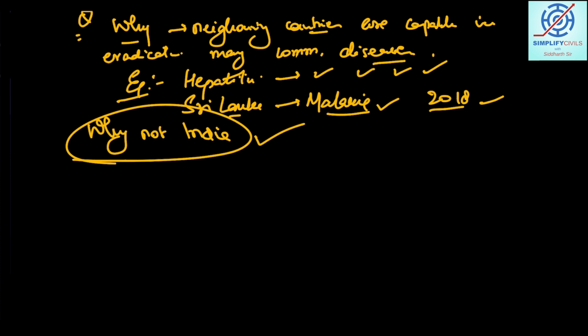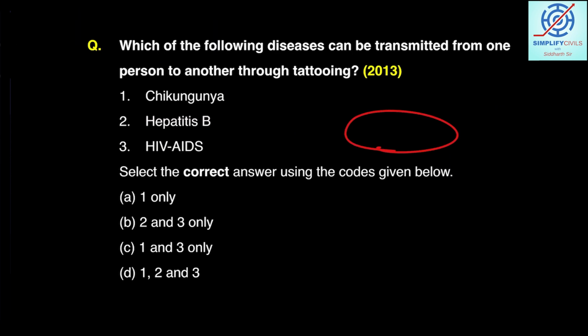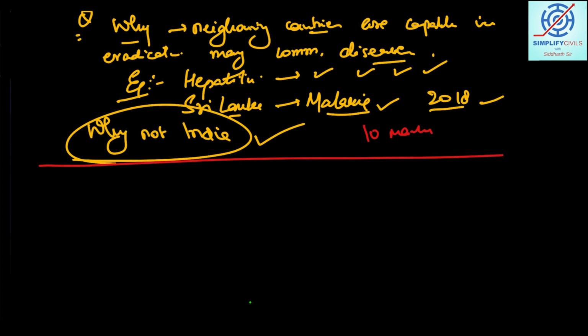If our neighboring countries are doing so, why can't we do it, even though these neighboring countries are not as powerful in resources in comparison to India, but they are capable enough to eradicate such diseases? Then where is India lacking? If such a question comes up for 10 marks, do not just think of the health aspect only. You should mention all the factors that are responsible for the spread of the disease and why India is not able to do so.